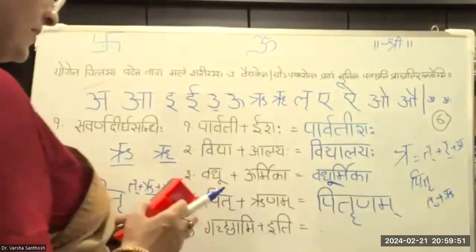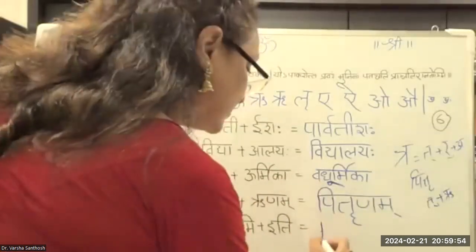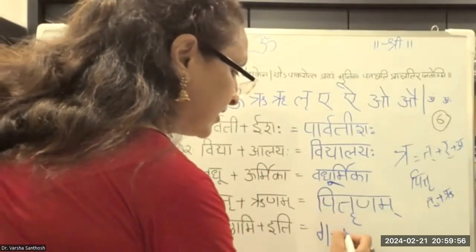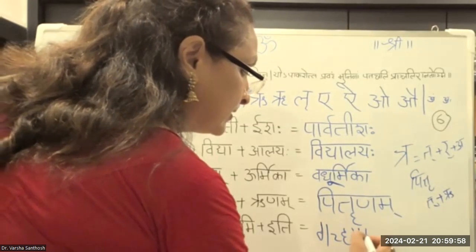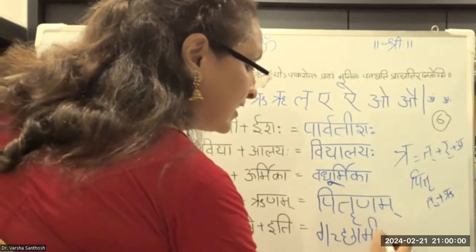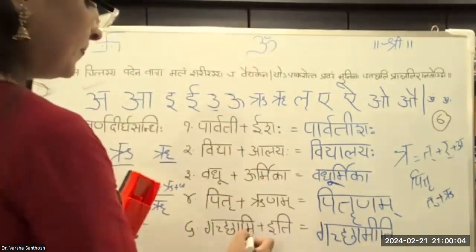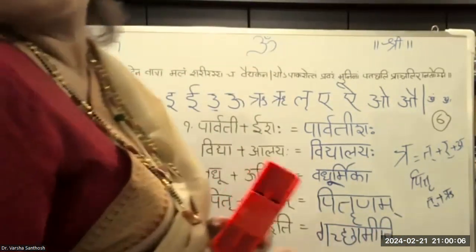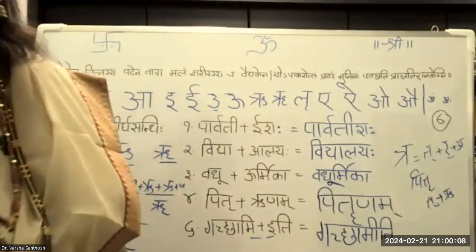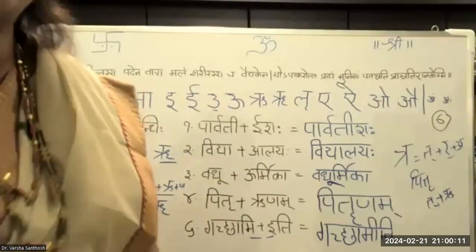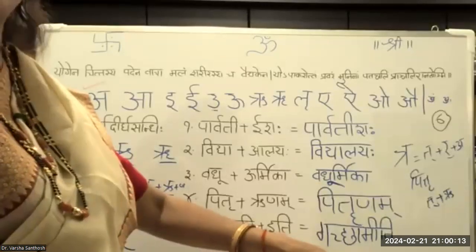Last one. Gachami iti, Gachamiti. Okay, so now what happens? Ga, icha, ga. Gachami has a small e, iti has a small e. Two small savarnas, so there it becomes dirgha E. Gachamiti. Anybody has got something different than this?